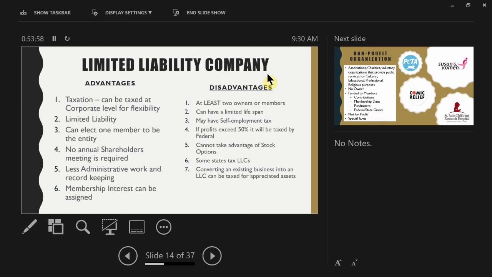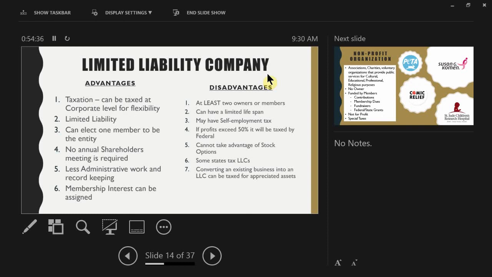And then number 6 is some states tax LLCs. I know for a fact that the state of Nevada does indeed tax LLCs, but of course, before establishing your business, you may want to look into which states actually tax LLCs and don't tax LLCs, because this could be a benefit or a disadvantage to you. Again, I know that most states do tax LLCs.